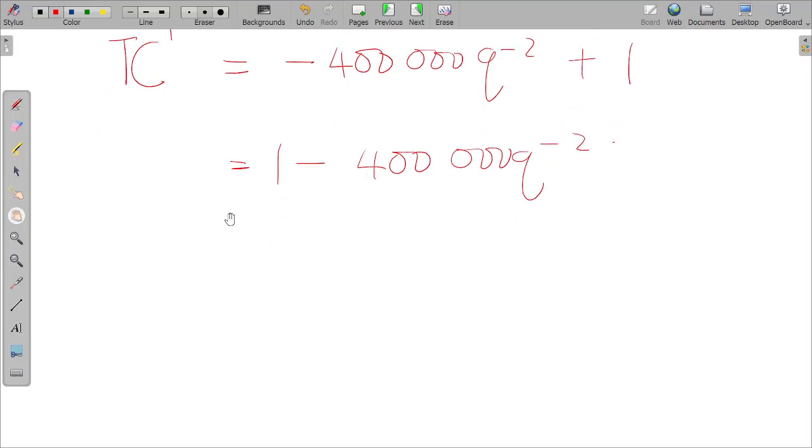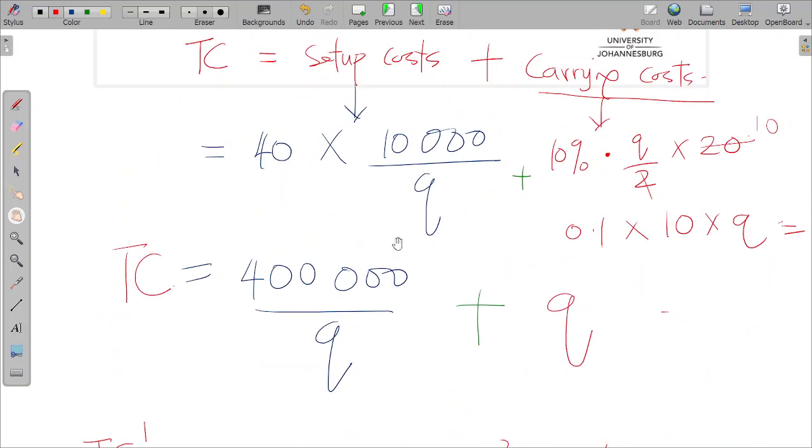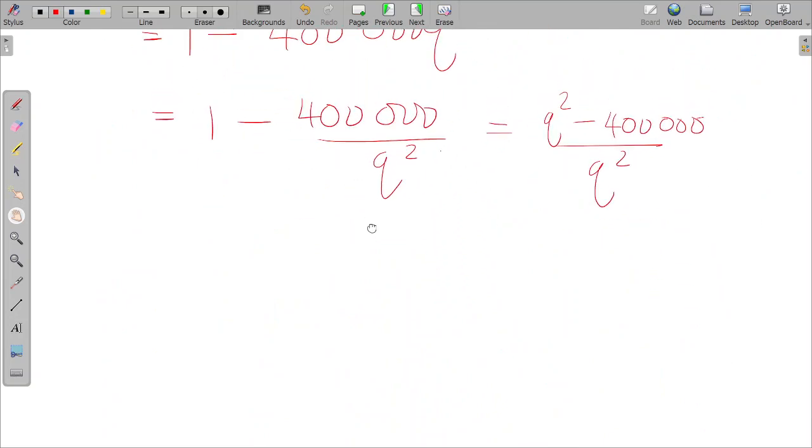So what is the next thing? The next thing is to equate. Of course, this is still the same thing as over Q square. Okay, and of course it's still the same thing as this, which is now Q square minus 4, 1, 2, 3. Okay, that is fine. 10,000 times 4 times 40, 400,000. All right, so we have that.